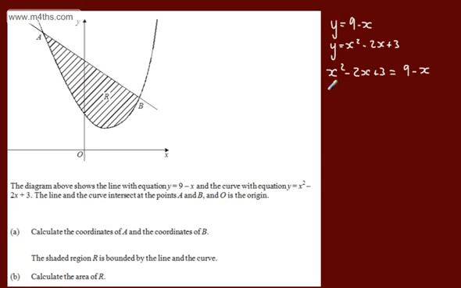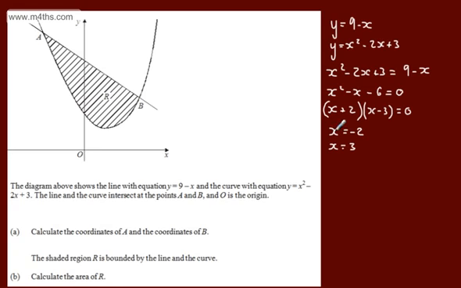So if I add x to both sides and subtract 9, we get x squared minus x minus 6 equal to 0. That will factor: x plus 2 multiplied by x minus 3 is equal to 0. So we can see x will be equal to negative 2, or x equal to positive 3. By looking at the graph, we can see that A has the x coordinate of minus 2, and B has the x coordinate of 3.